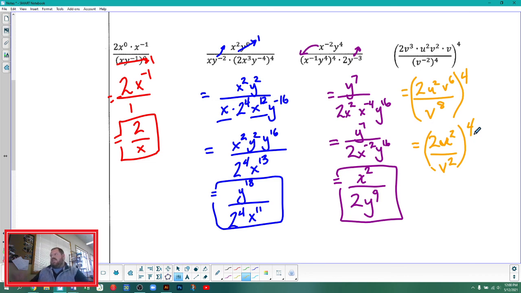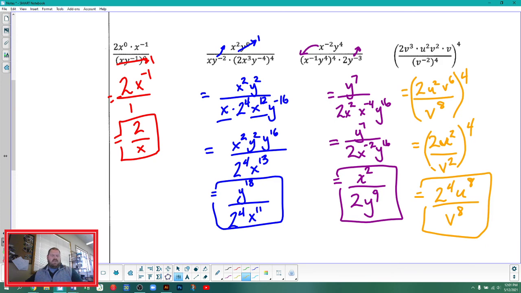When I raise things like this to the 4th power with all multiplication and division, I raise everything to the 4th power. So 2 to the 4th, u to the 2 times 4, which is 8, v to the 2 times 4, which is 8. And that'll be it.